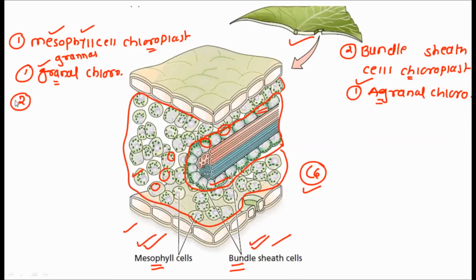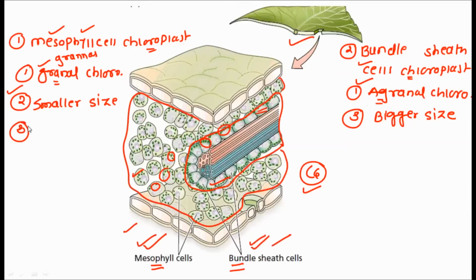The second difference between the two is that the mesophyll cells chloroplasts are smaller in size, while the bundle sheath chloroplasts are bigger in size. That is, if you consider the size of a chloroplast, you find the bigger size chloroplast in the bundle sheath cells, while the size of a chloroplast in mesophyll cells is smaller.